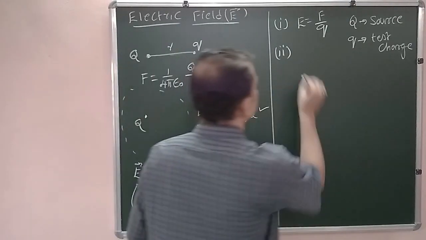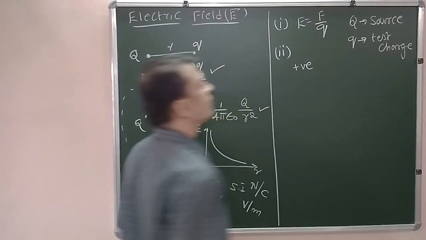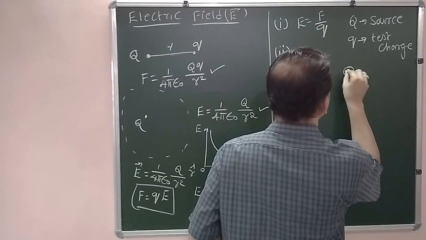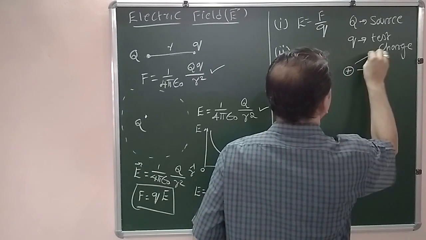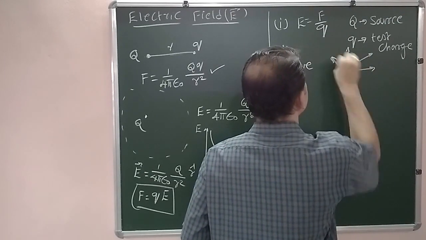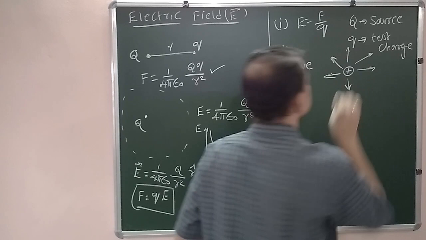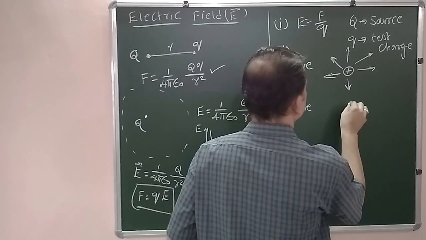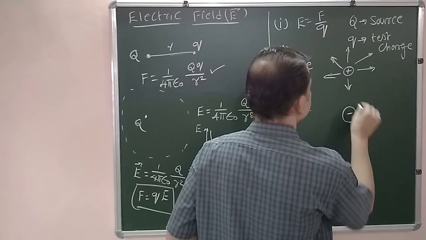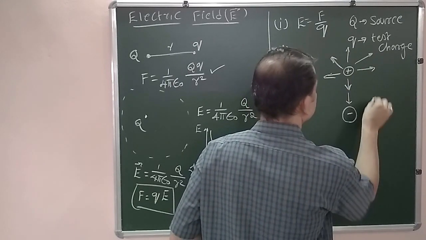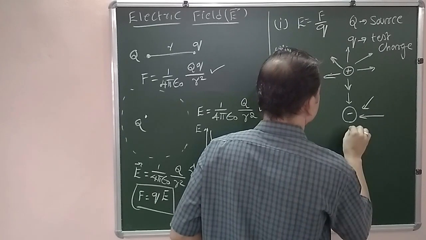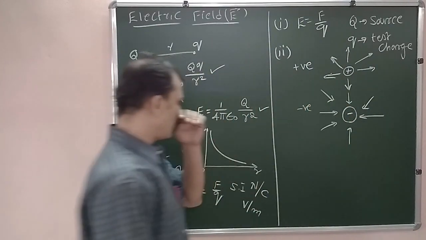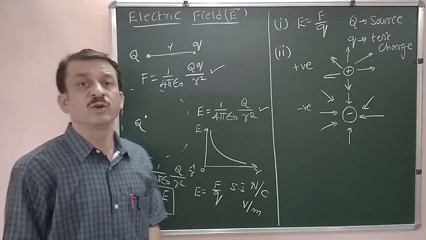And second remark, for a positive charge, the electric field is radially outward. The field direction is radially outward for a positive charge. For a negative charge, the electric field is radially inwards, that is, the field is reversed for a negative charge.